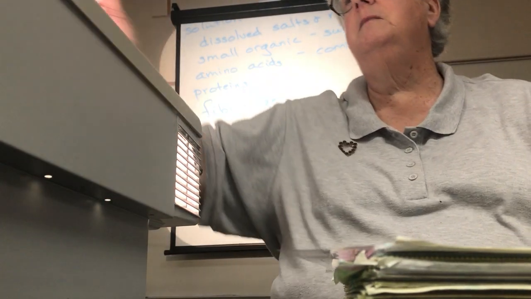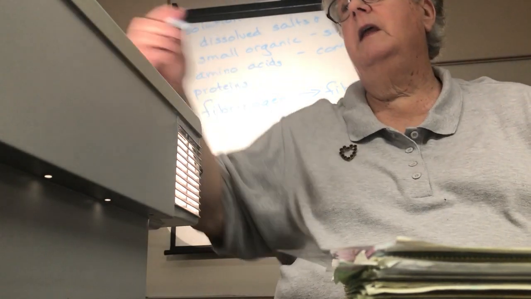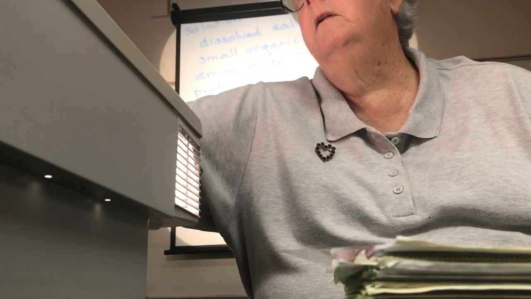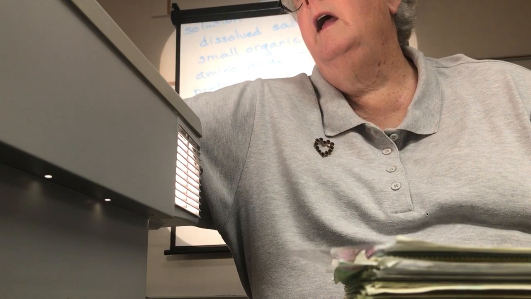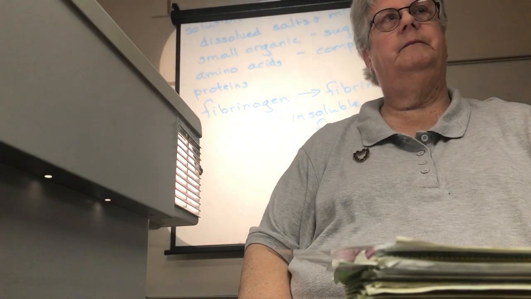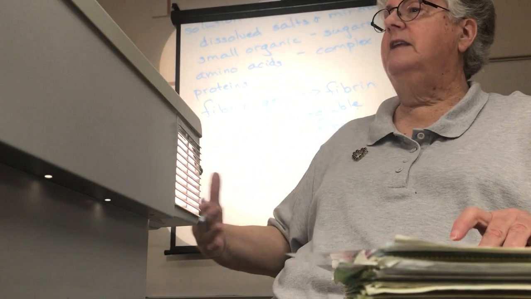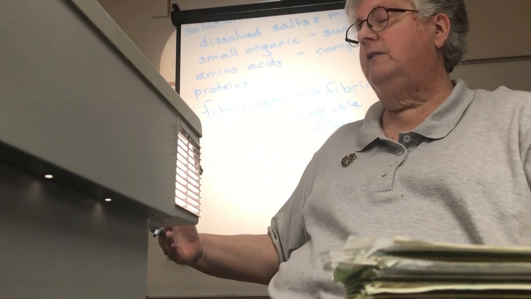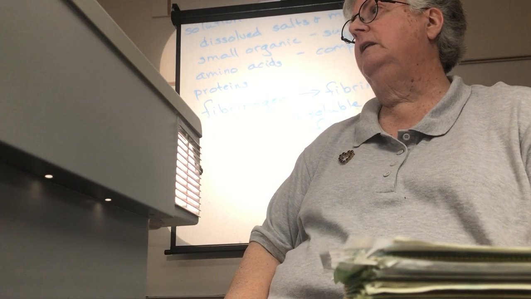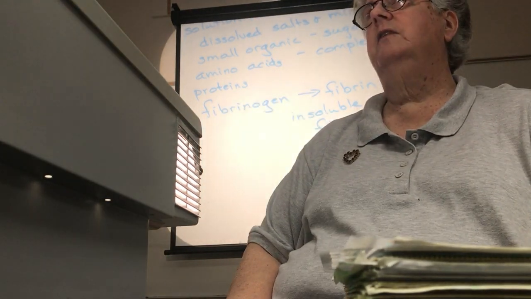But when the blood is stimulated to clot, fibrinogen will be converted into a slightly different protein called fibrin. And that is insoluble. It falls out of solution and forms the fibers of the blood clot. Fibrinogen is the plasma protein that can, when stimulated, form the fibers of a blood clot. Which are called fibrin fibers, yes.